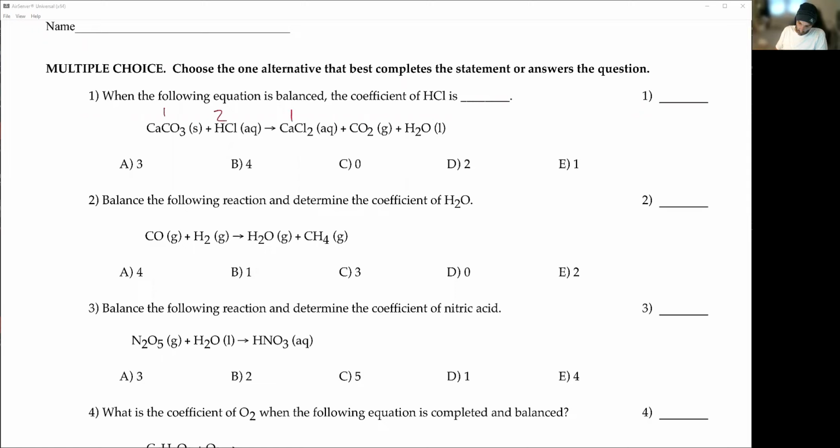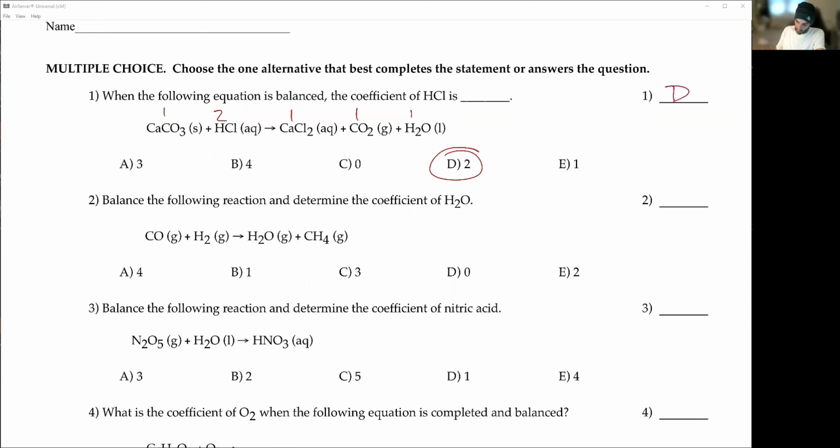1, 2, 1, 1, 1. If you need me to walk through these, I certainly can, but I feel like you should know how to balance equations at this point. So simply there's a 2 in front of HCl, so D.